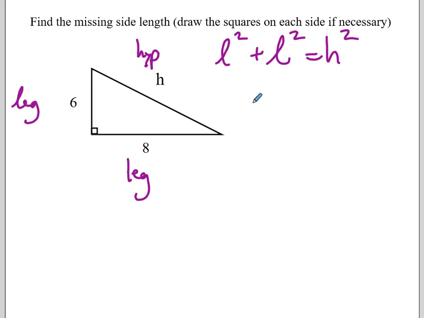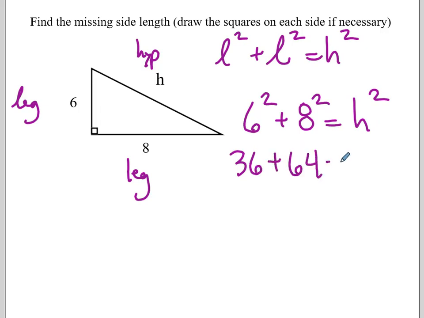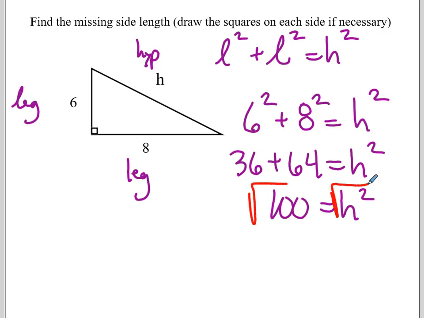So if I put this in here, I'm going to have 6 squared plus 8 squared equals hypotenuse squared. Okay, so this is 36 plus 64 equals h squared, so this becomes 100 equals h squared. Now we've done the 4 operations, add, subtract, multiply, divide, and all of their opposites. This is still an opposite operation, so the opposite of squaring a term is square rooting. So when we square root both sides, the h squared term just becomes an h because we have undone the squaring, and when we square root 100, we just get 10.